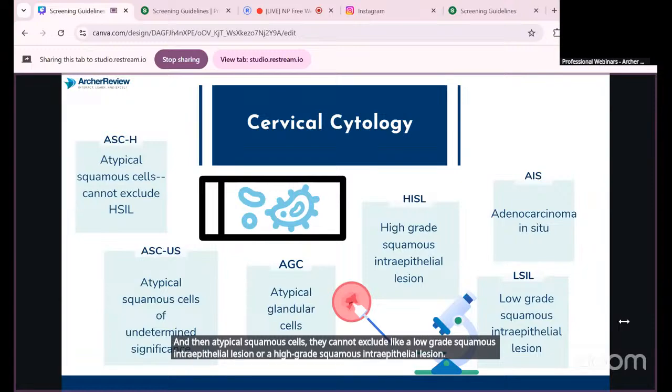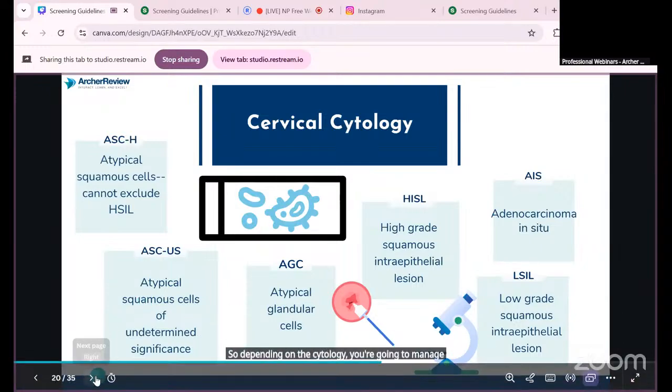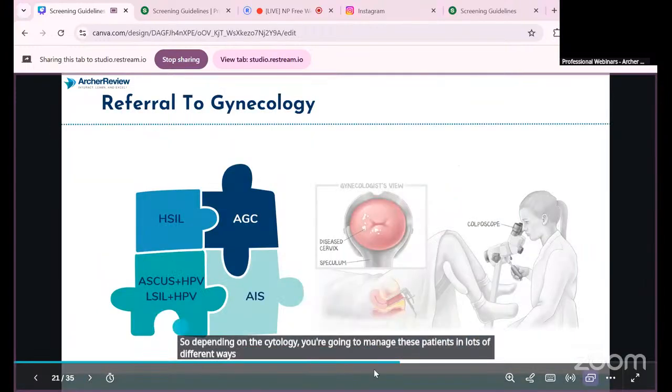And then also you could see adenocarcinoma in situ. You might see that on a path report. So depending on the cytology, you're going to manage these patients in lots of different ways. So let's go ahead and look at that here. One of the things that I would know is this slide right here, and I've wrapped it up for you with a neat little puzzle.